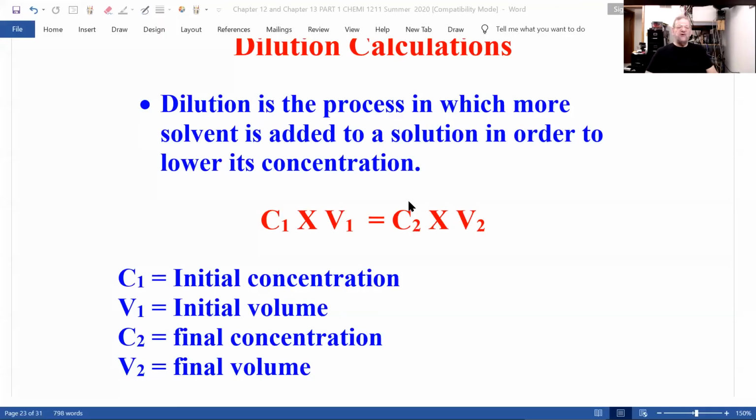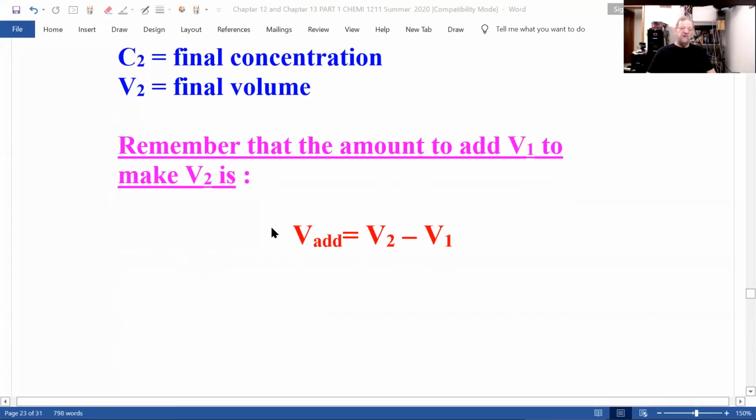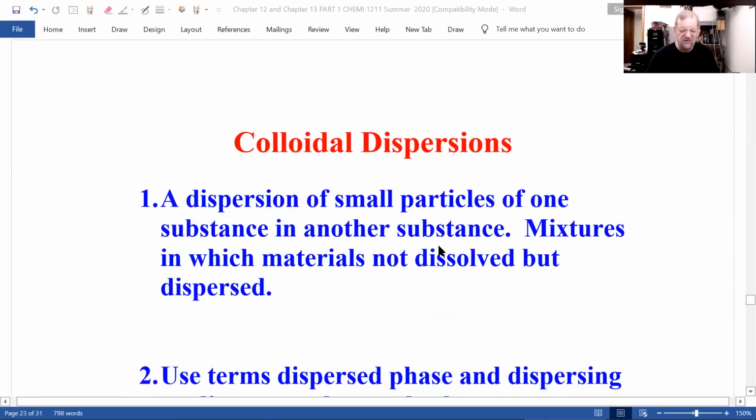So what you do is use this formula, C1 times V1 equals C2 times V2, and there are 2 steps. First, you have to calculate your final volume, because you're usually given initial volume, initial concentration, and a final concentration, which is always less than the initial. And you're trying to find first the final volume. Really what you're trying to find out is how much solvent you add to dilute the solution, and V add is V2 minus V1. Enough said, you can go back and look at this.